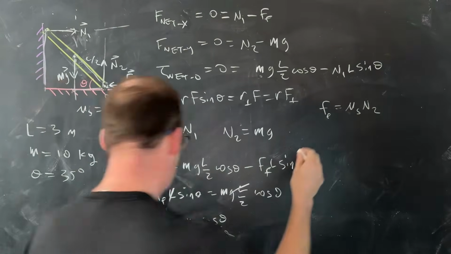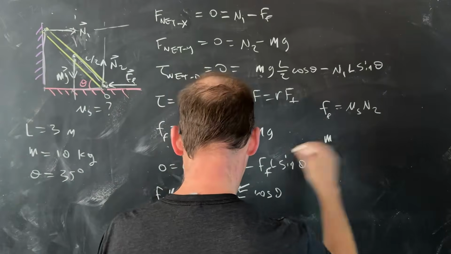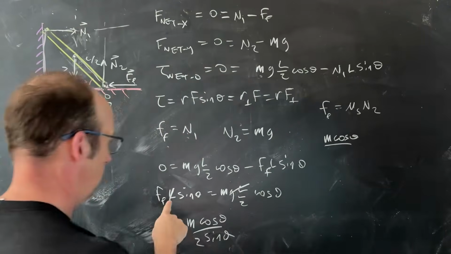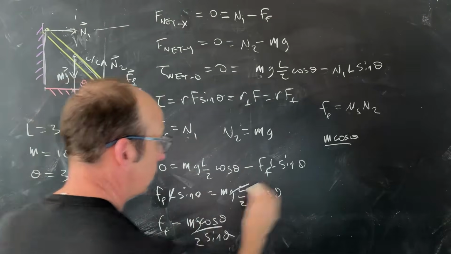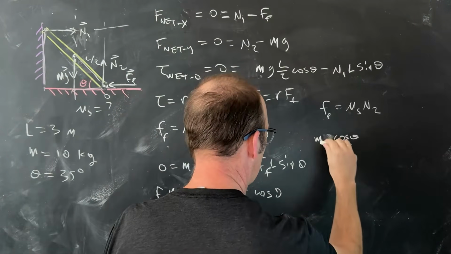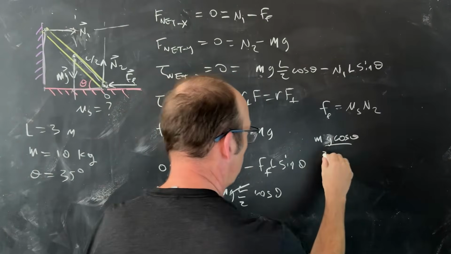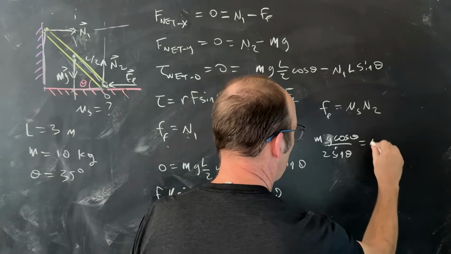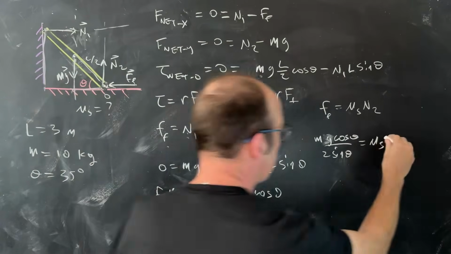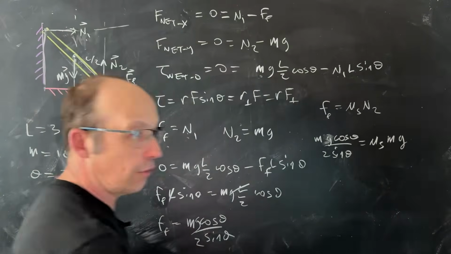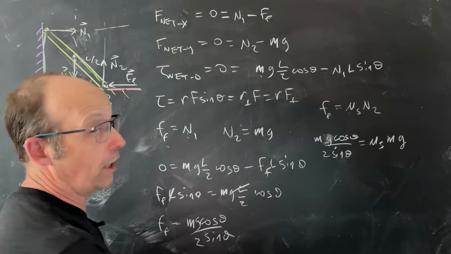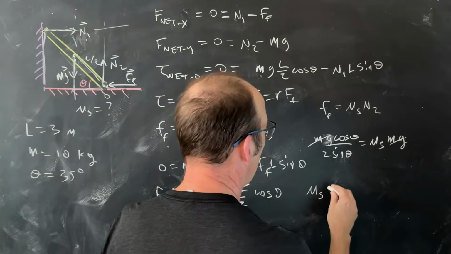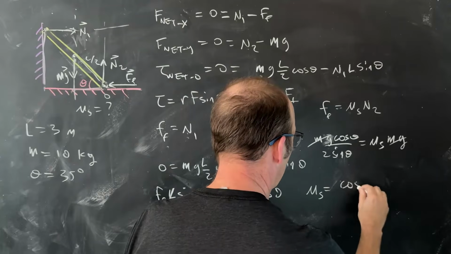Now I can put that in here. I can put in the mg. So I get mg cosine theta over 2 sine theta, that's my friction, is going to be equal to mu s times N2, which is mg. So now I can solve for mu s, and I just divide both sides by mg, but it cancels. So I get the minimum coefficient of friction is going to be equal to cosine theta over 2 sine theta.